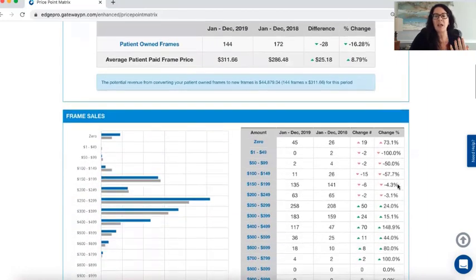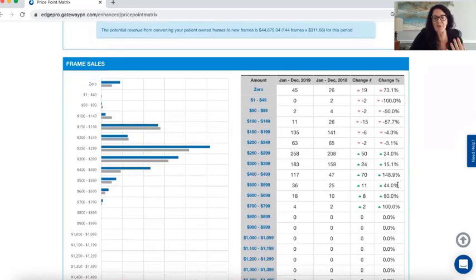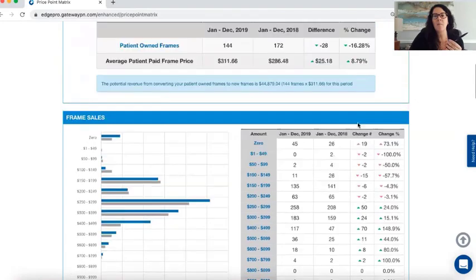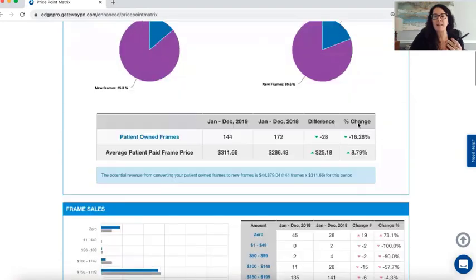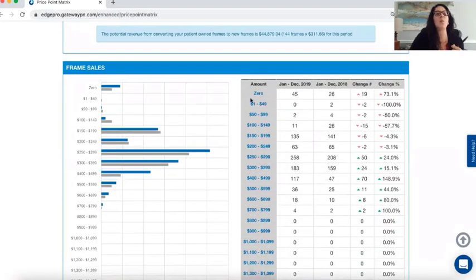If we take a look here, remember our $0 frames kind of crept up a little bit. Now we can see that with VSP. So 45 more patients selected a frame that had a list price of $0. So we would need to understand that, because there really shouldn't be a reason why a patient is selecting a frame that's $0, unless it's coming through as a warranty, and that could be the case.